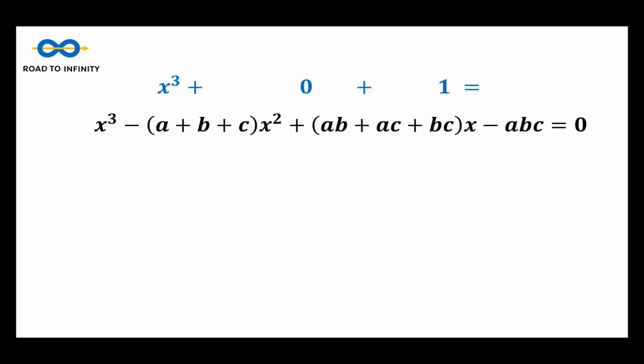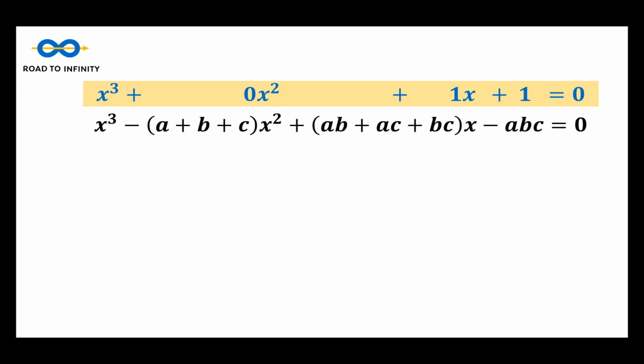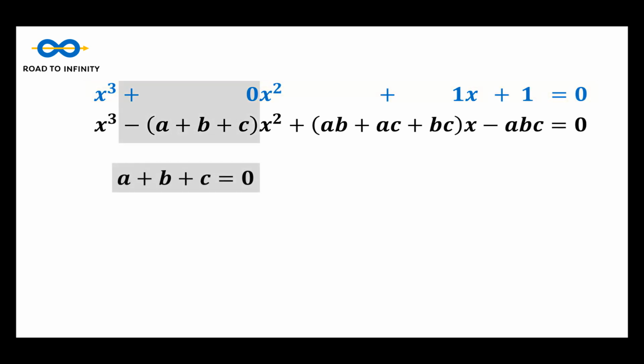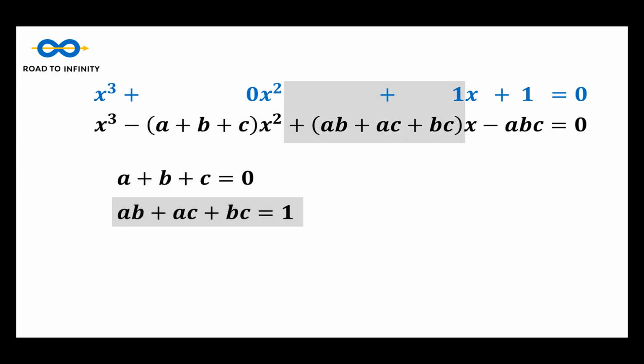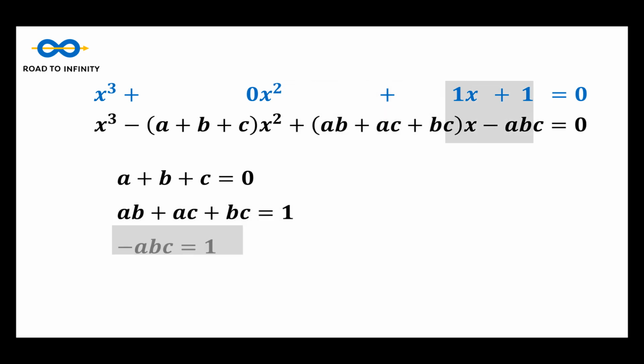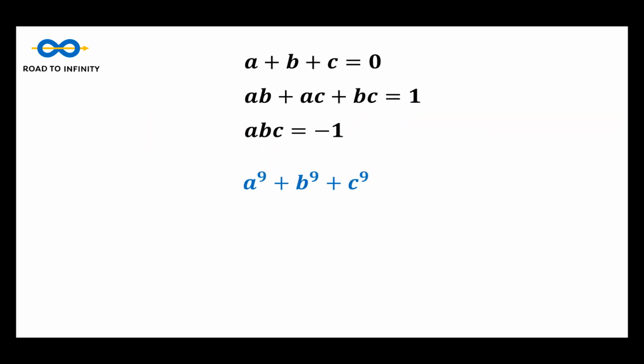Compared to the original equation, we have two equivalent equations, so the coefficients are identical. We have minus the sum of a, b, c equals 0. ab plus bc plus ca equals 1. Minus abc equals 1 or abc equals minus 1. If you know Vieta's formulas, you can determine these equations quickly. Using the three equations above, we can find the value of any symmetric expression of a, b and c.